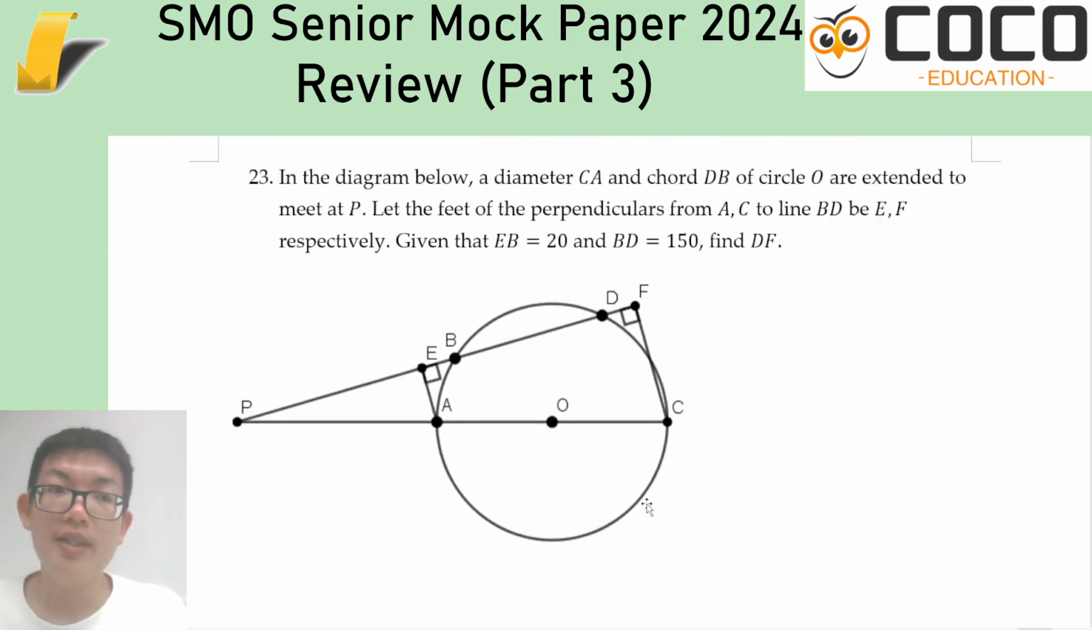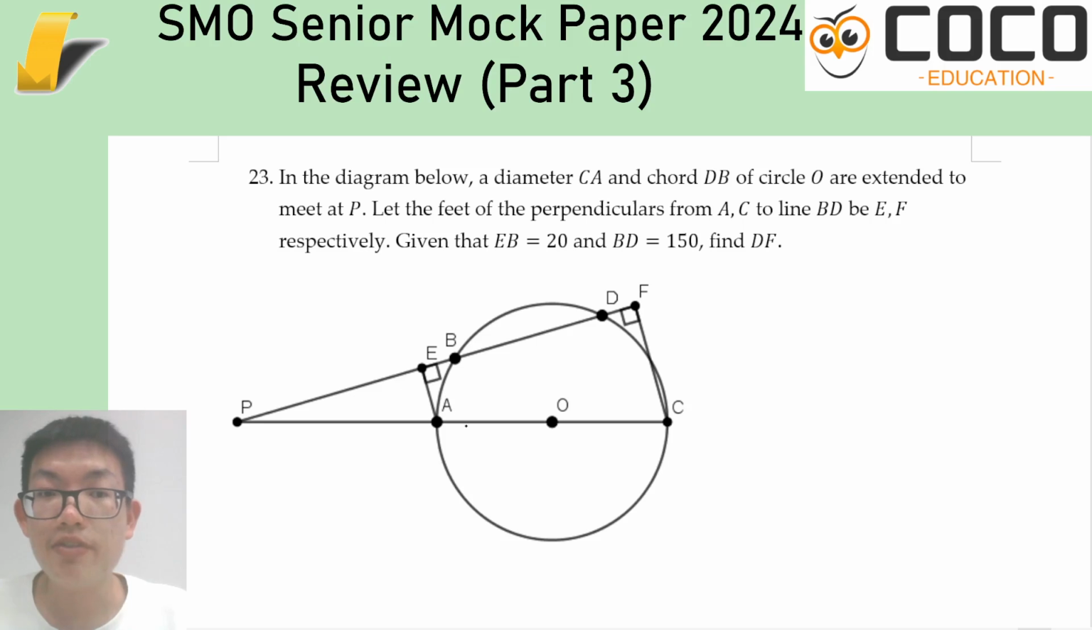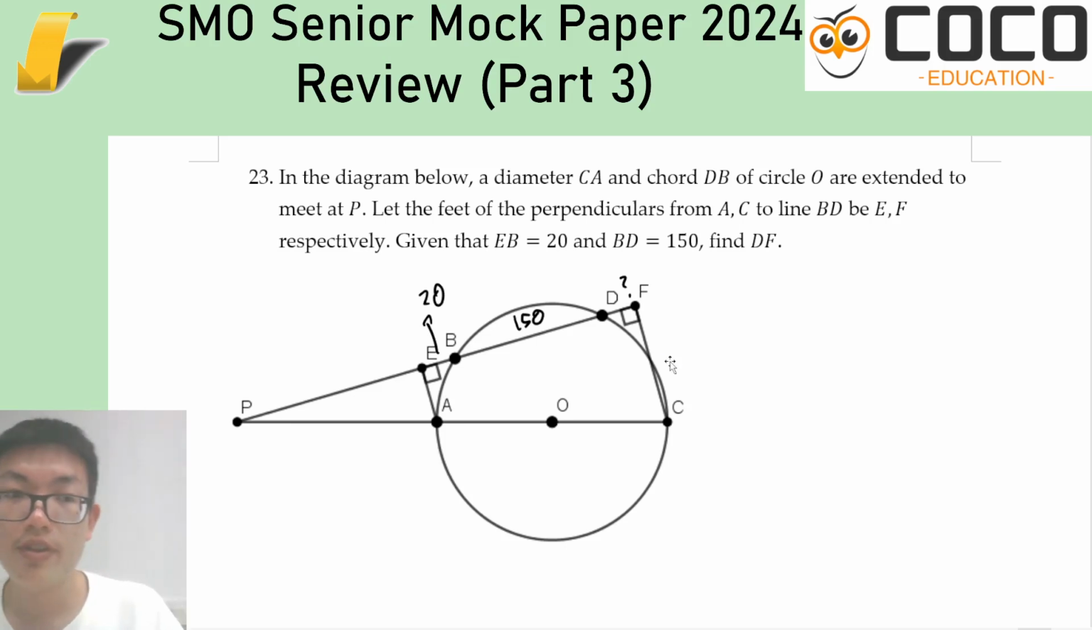23. In the diagram below, CA is a diameter, DB is a chord, they are extended to meet at P. Perpendiculars from A and C to line BD are E and F respectively. This here is 20 and this here is 150, and we want to find what is DF.